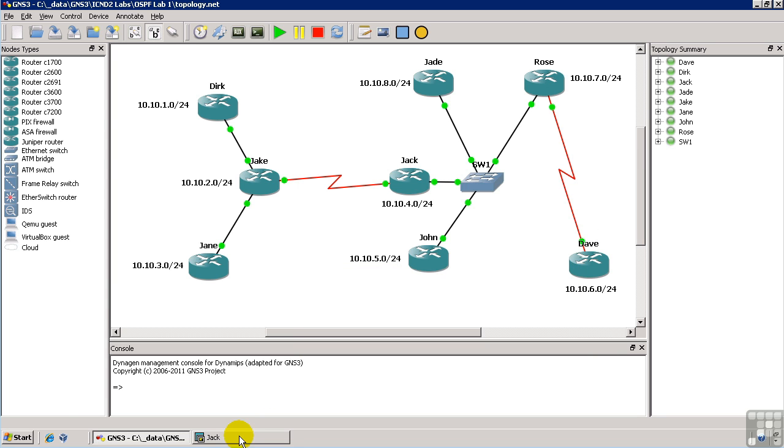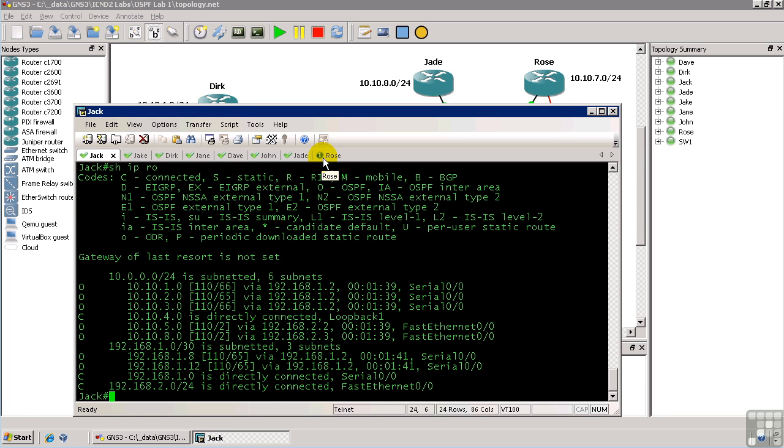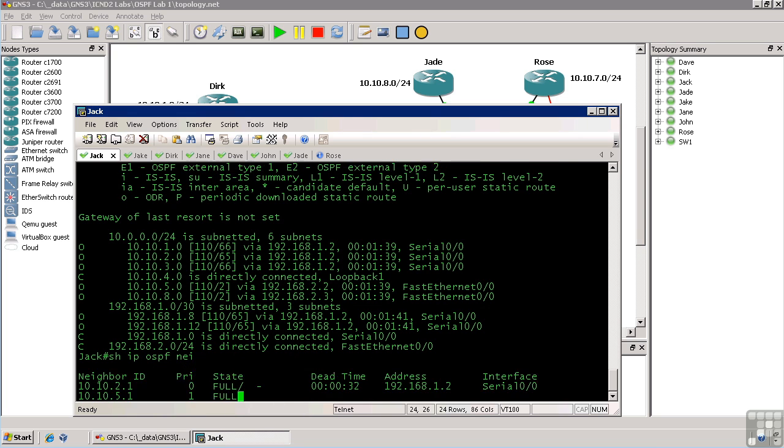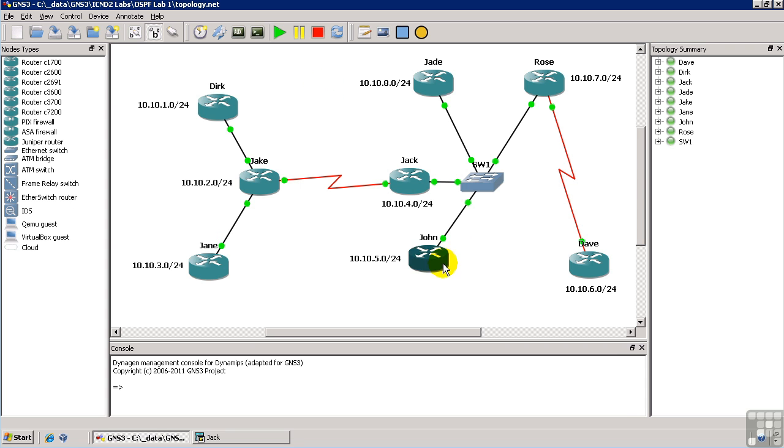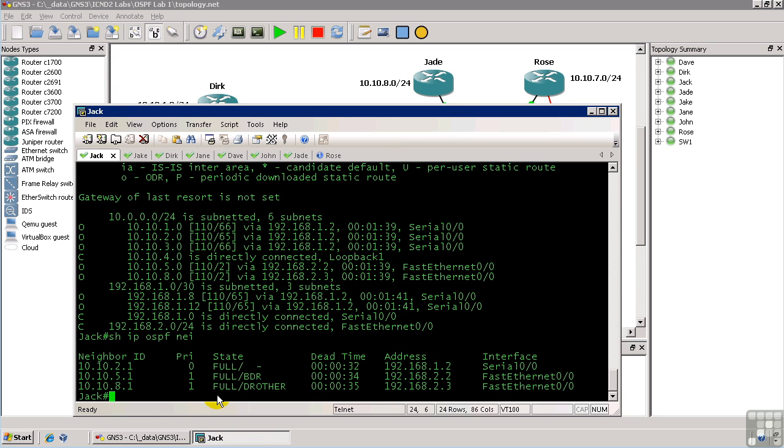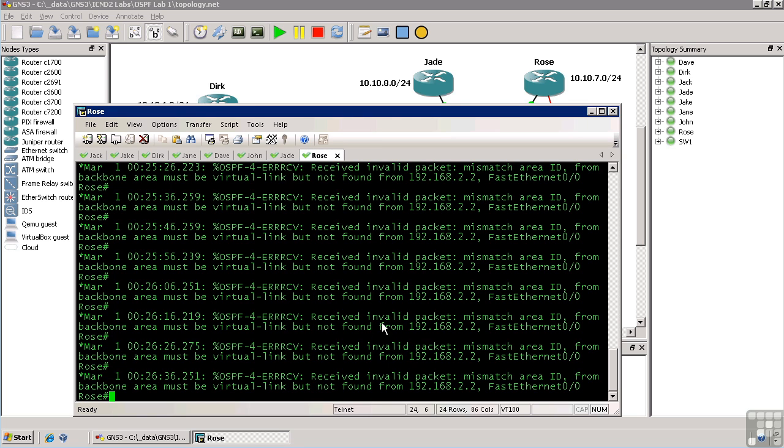So let's see what could possibly be the problem. You notice that Rose is spitting out messages on her console, so that's kind of cheating. But if we were to go over here to Jack and do show IP OSPF neighbors, we notice that we should have 4 neighbors, 1, 2, 3, 4 neighbors, and we only have 3. So obviously something's up. Let's look over here on Rose and see what she's saying. Received invalid packet, mismatch area ID from backbone area must be virtual link but not found on this interface. So what could possibly be the problem?